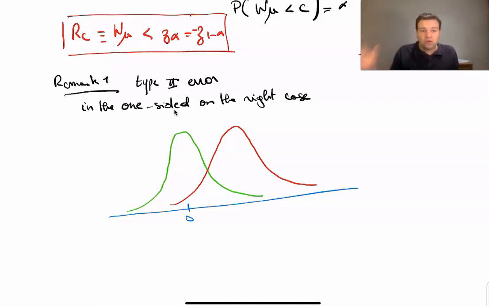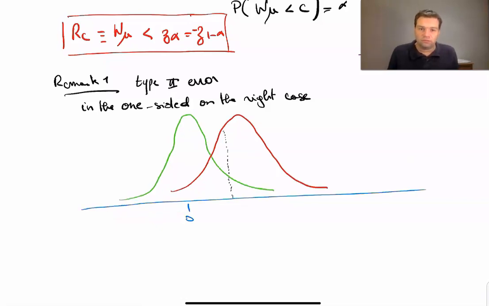Would we be in the one-sided on the left case, we would have mu under the alternative which is smaller than mu naught. That means that in this case the red curve would be on this side, would be there. This is not the case here, but it would be if we were in the one-sided on the left case. We can draw the type 1 error on this graph, and we can draw the type 2 error as well.